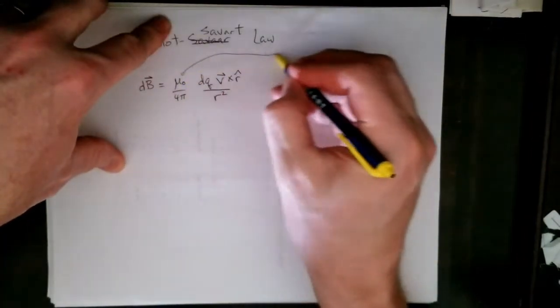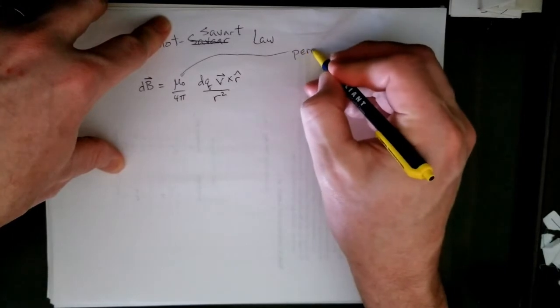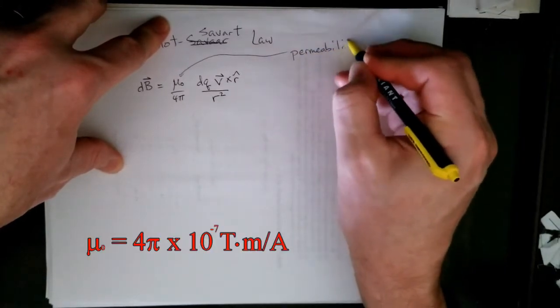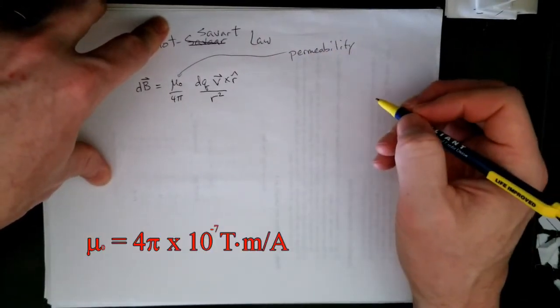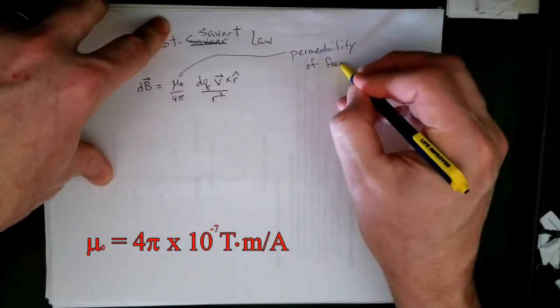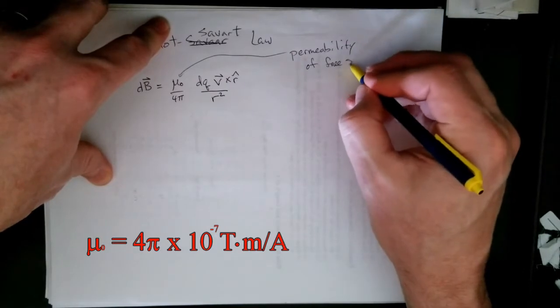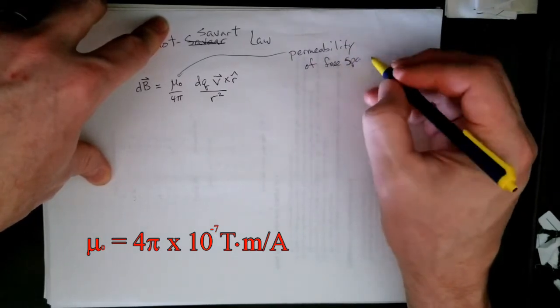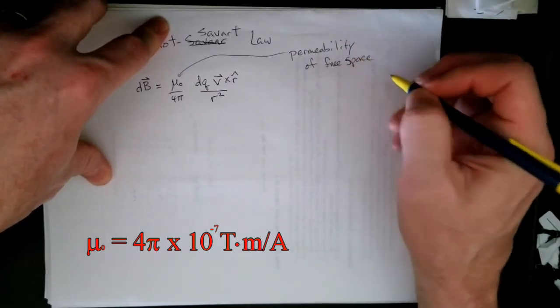Mu sub naught is the permeability of free space. Not to be confused with the permittivity of free space. The sub-zero is the free space part. Permittivity is the epsilon. We will bring mu sub naught and epsilon sub naught into play later on.